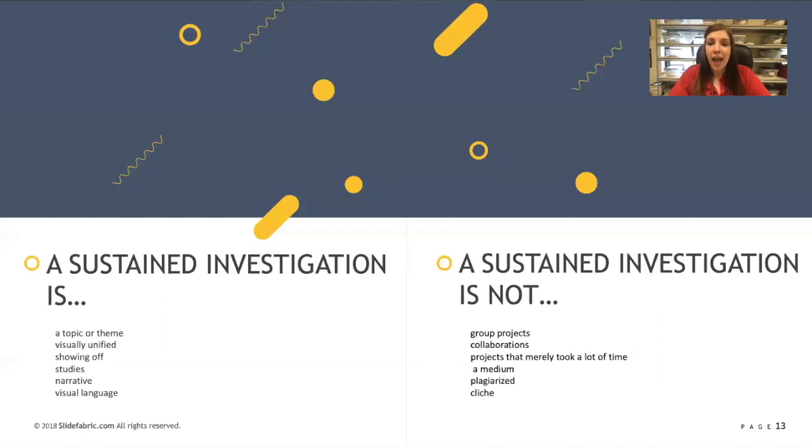All right, a sustained investigation is not a group project. It is not a collaboration. It is not something that someone else has done for you. A sustained investigation is not something that just took you a long time to do. A sustained investigation is not a medium, so don't pick something like charcoal as your topic or theme. That's not a topic or theme, that is a medium. A sustained investigation is not plagiarism.